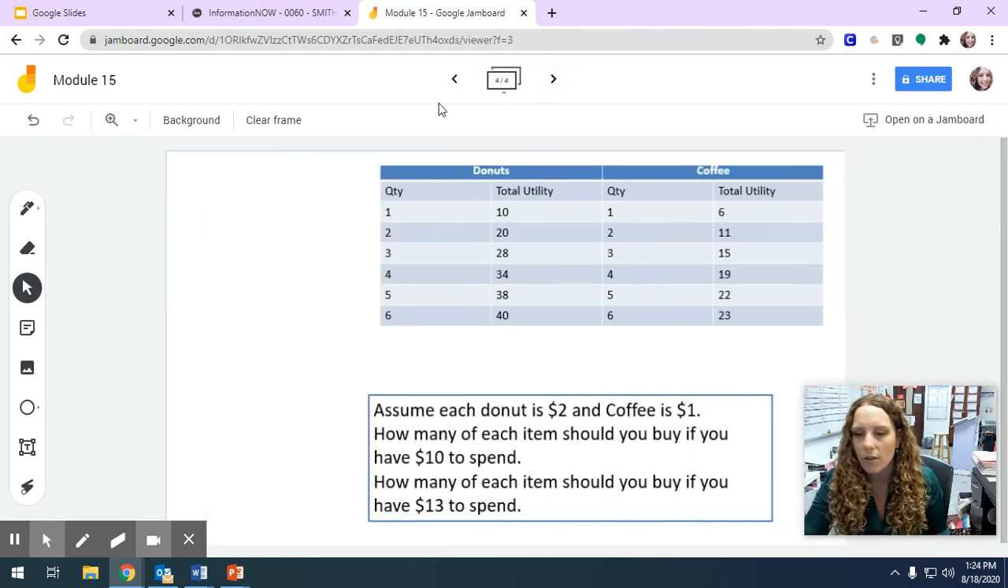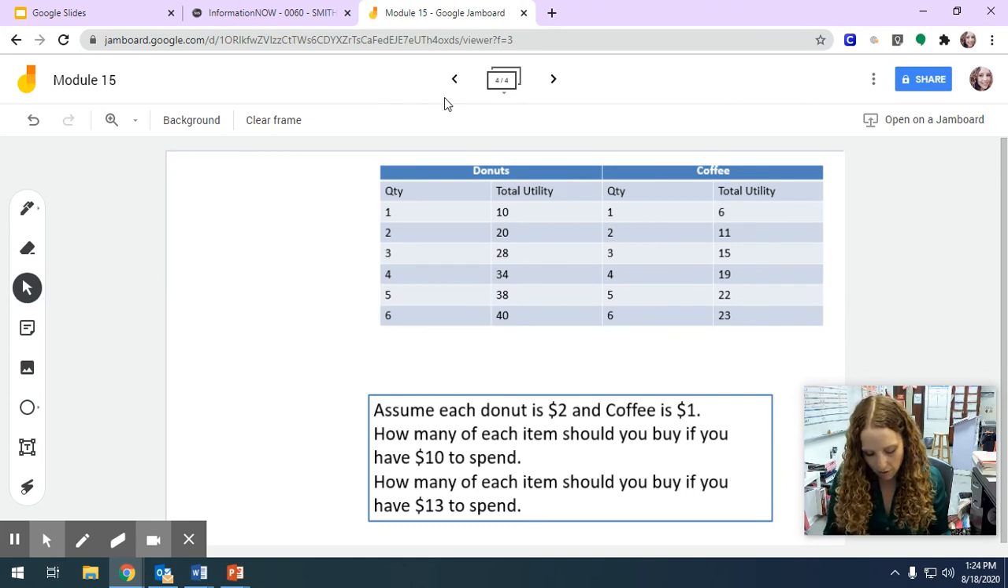Again, this class, you just got to do the work. You have to get in the weeds and do the work. So go ahead and try once again, pause the video, go through and figure out this one. We got donuts and coffee. You got the total utility for each one. Assume that the donuts are $2 and the coffee is $1. How many should you buy if you've got $10 to spend total? Pause the video, take a look at that, and then hit play to see how you did.